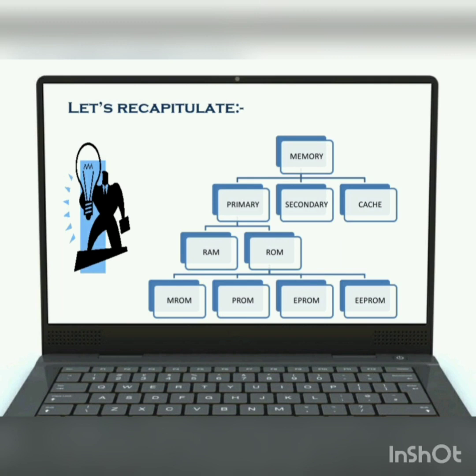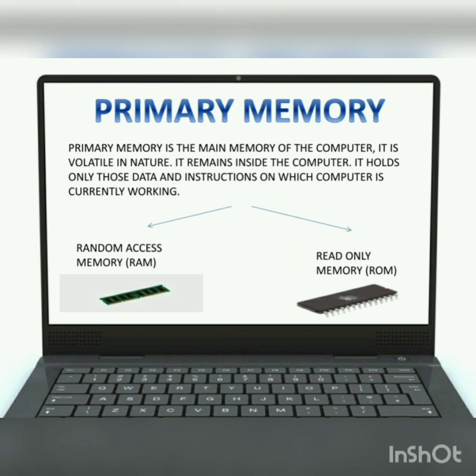Today in our class we will read about secondary memory and cache memory. But first of all, let's revise what is a primary memory. Primary memory is the main memory of the computer. It is volatile in nature. Let's revise what is volatile. Volatile means when you switch off your computer, the current data that you are working upon gets lost if you do not save that. It remains inside the computer. It holds only those data and instructions on which the computer is currently working. So there are two types of primary memory. One is RAM and another one is ROM.